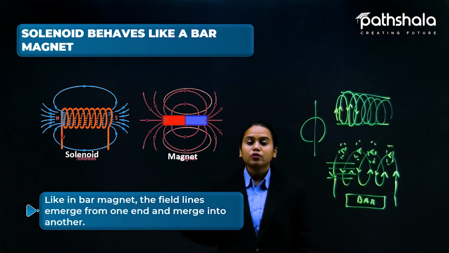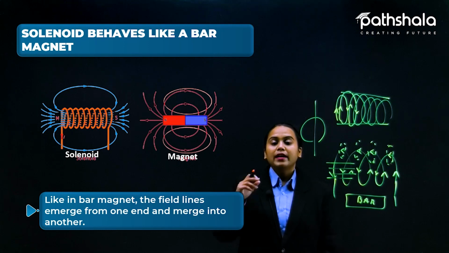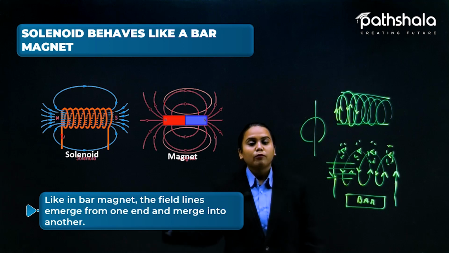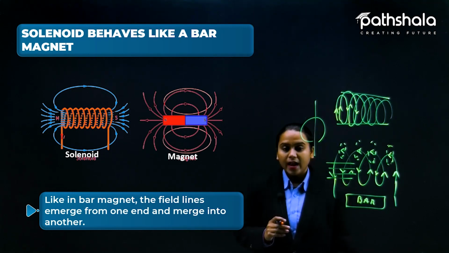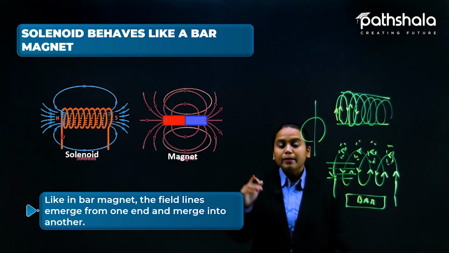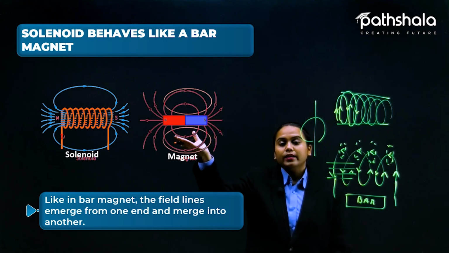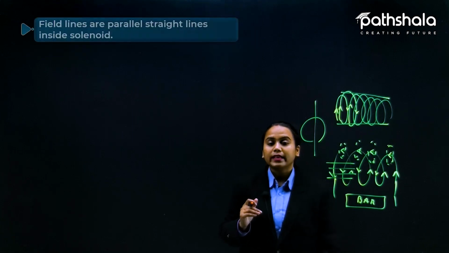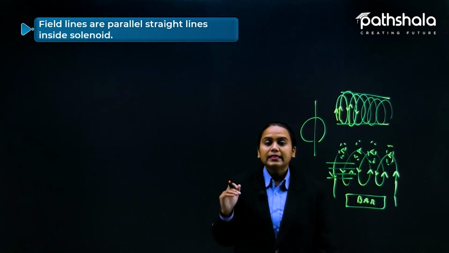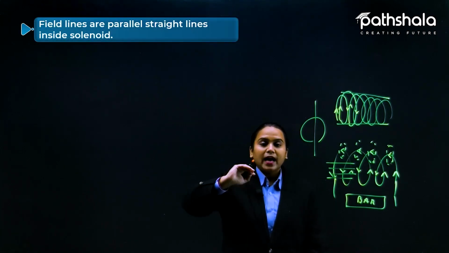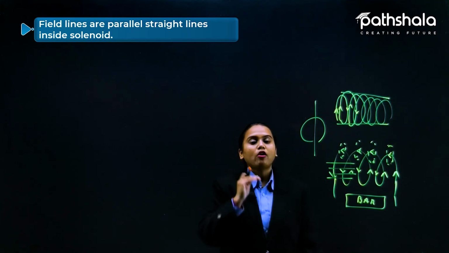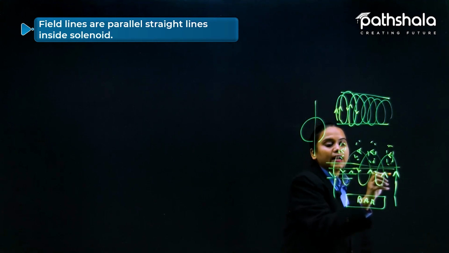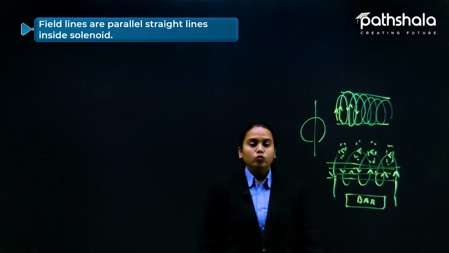So this gives you the idea that magnetic field lines, like in a bar magnet, emerge from one end and merge into the other end, and also like a bar magnet, where they go inside the magnet from south to north, in the same manner the field lines go as parallel straight lines inside the solenoid also. These are uniform lines inside the solenoid too.